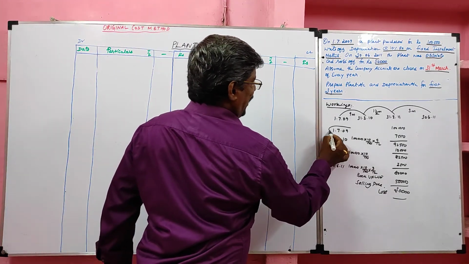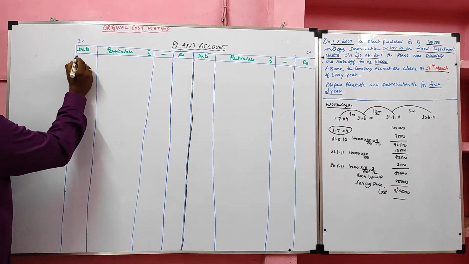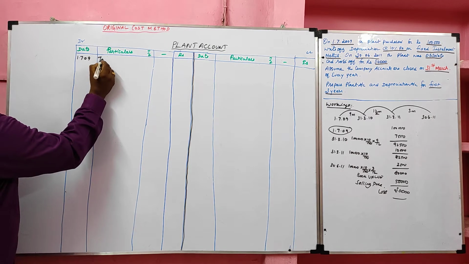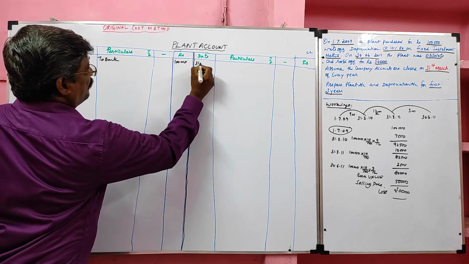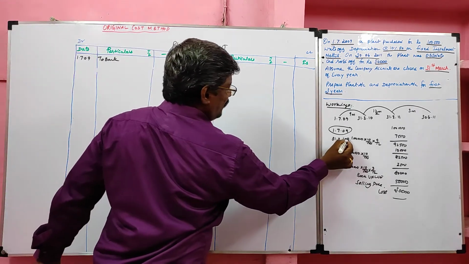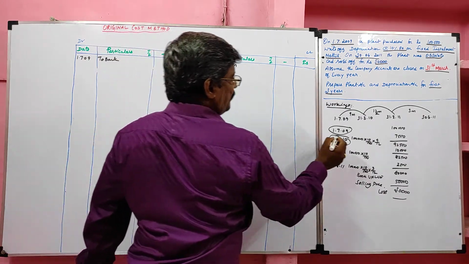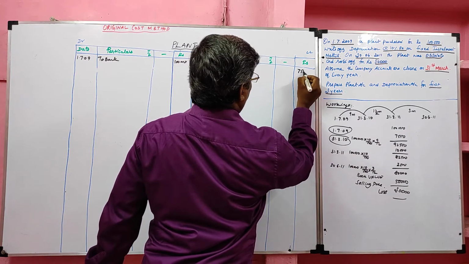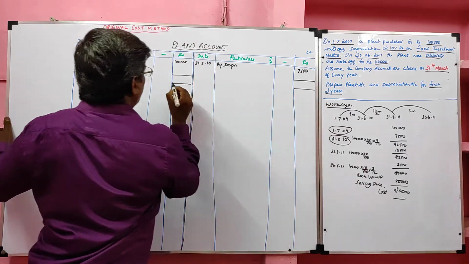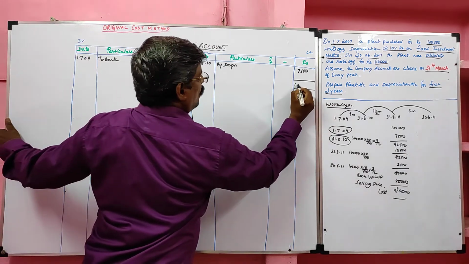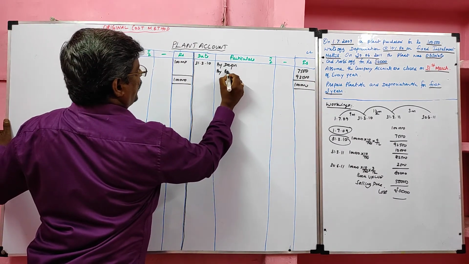On 1/7/2009 they bought the plant. So what is the entry? Plant account debited, to bank. Purchased value 1 lakh. Then at the end of the first year, 31/3/2010, we should post depreciation. Value of depreciation for the first year? 7,500. Then we have to balance it. 1 lakh minus 7,500 will get 92,500.